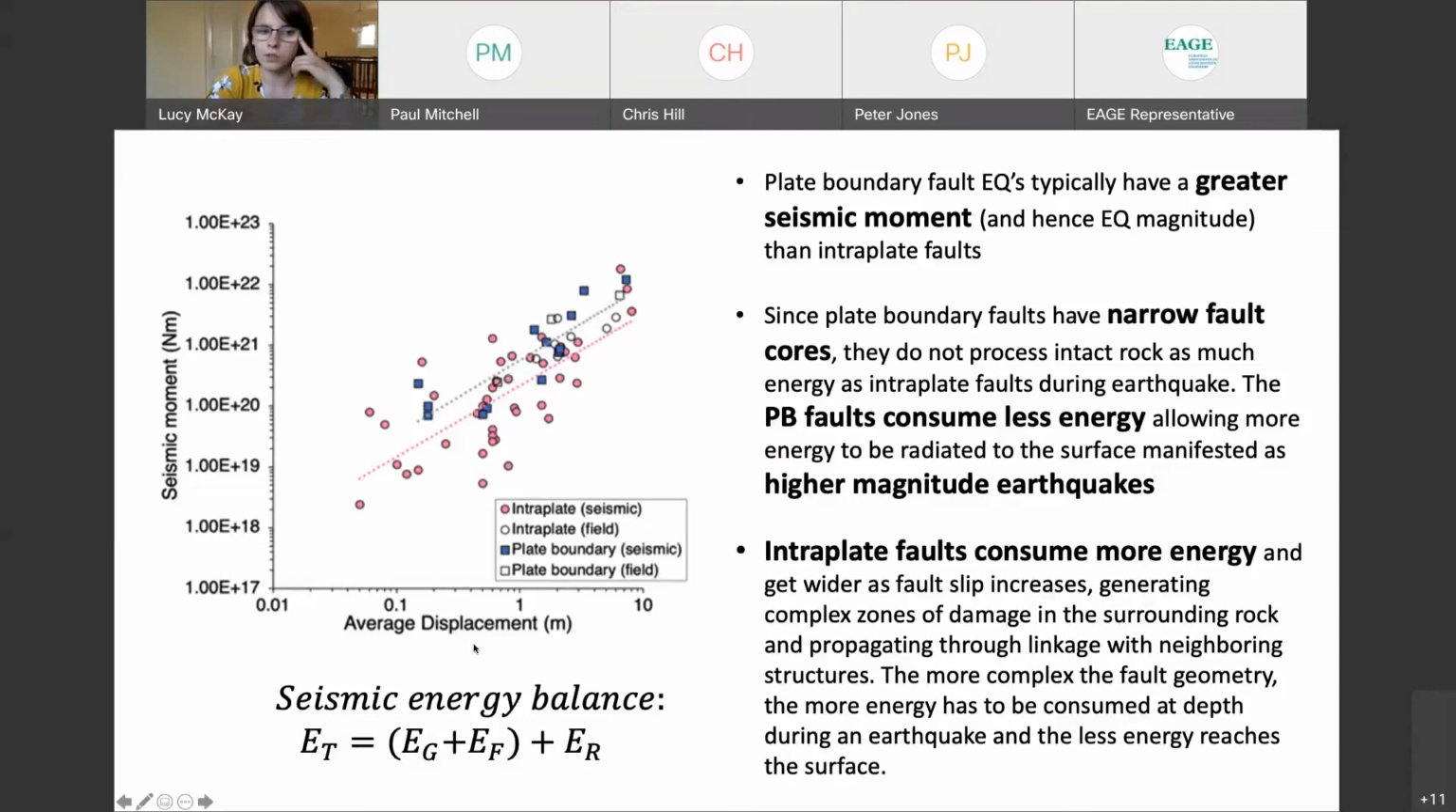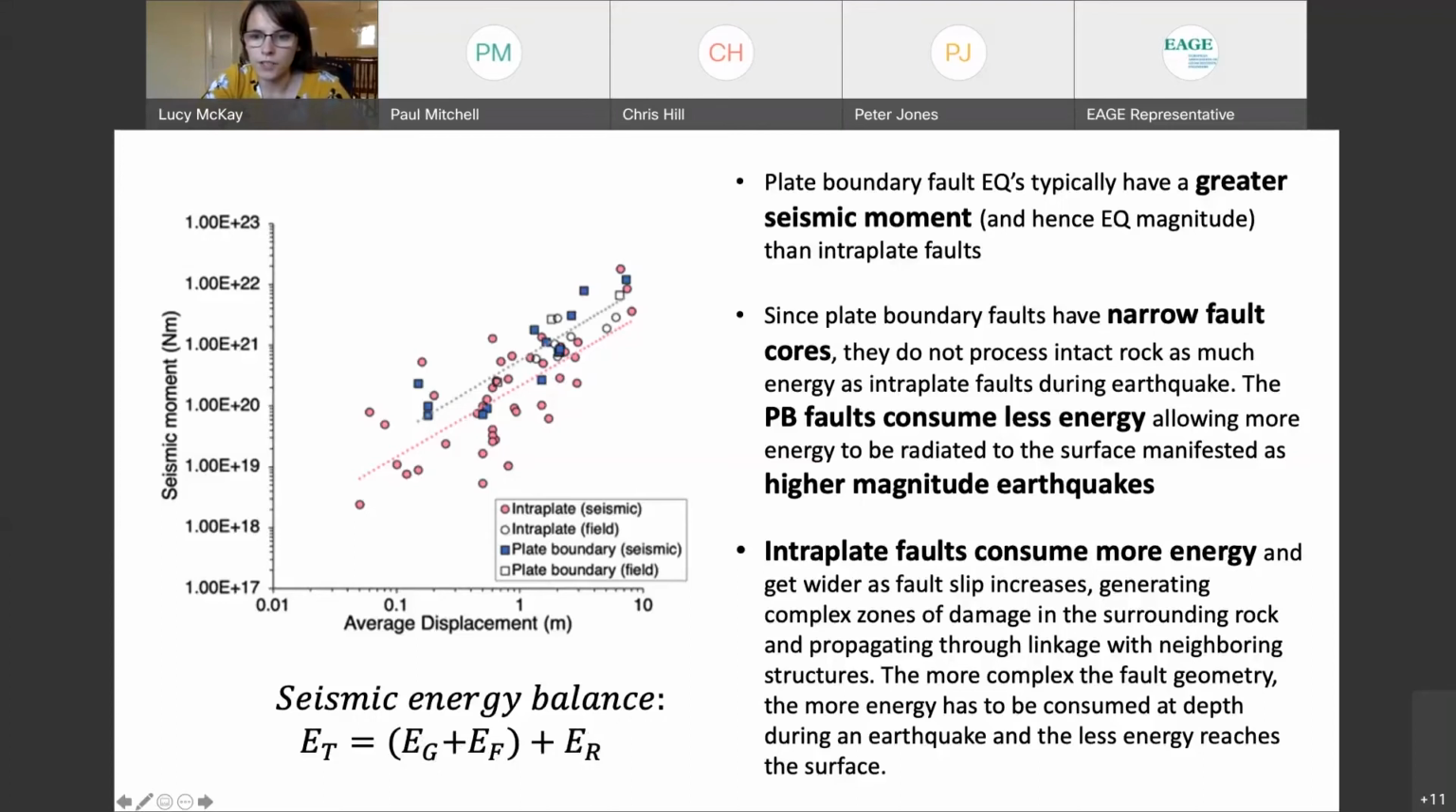But looking at the seismic energy balance, the equation at the bottom, total energy during an earthquake is partly consumed by the fault, by fracturing the rock, creating a slip surface, and frictional energy, which is the energy required for this slip to occur on the new fracture surface. This is represented by the EG and EF terms. And the remaining term, ER, is the amount of energy that is radiated to the surface as seismic waves.